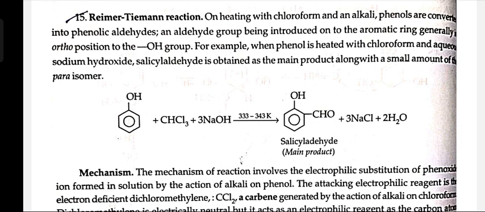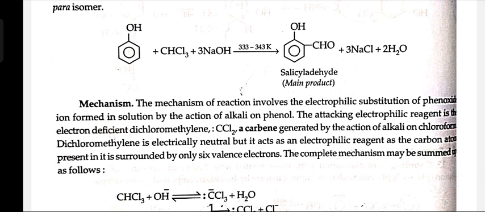Reimer-Tiemann reaction. On reaction with chloroform and an alkali, phenols are converted into phenolic aldehydes. An aldehyde group is introduced onto the aromatic ring, generally at the ortho position to the OH group. For example, when phenol is heated with chloroform and aqueous sodium hydroxide, salicylaldehyde is obtained as the main product along with a small amount of the para isomer.